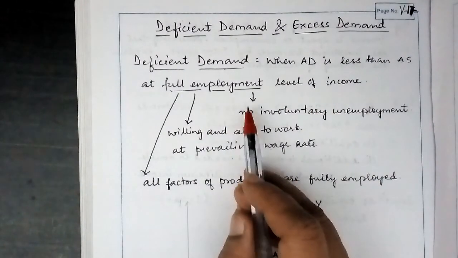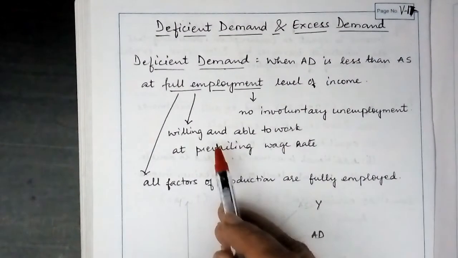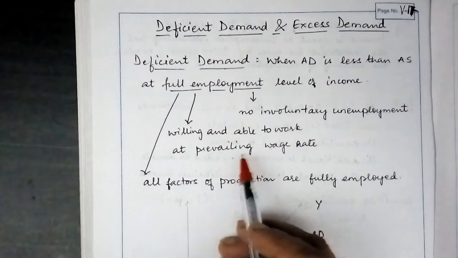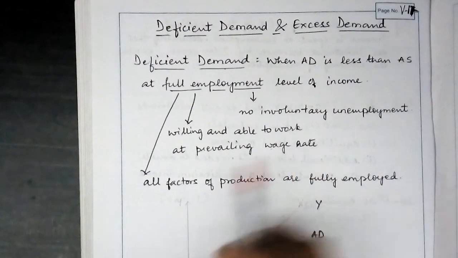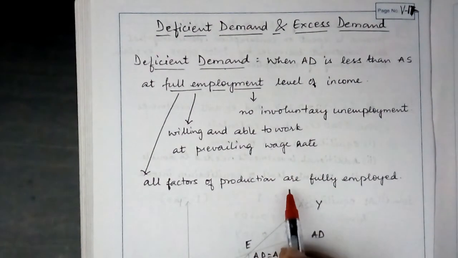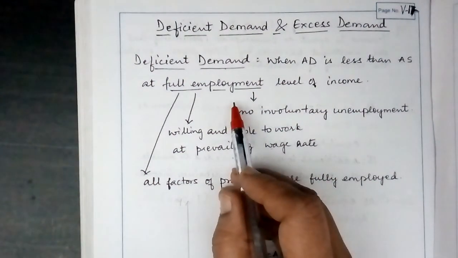Full employment here would mean that there is no involuntary unemployment, that those who are willing and able to work at the prevailing wage rate are all employed, and that all factors of production are fully employed. So that is what was meant by full employment level of income.